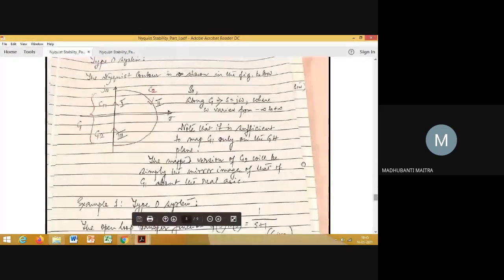Now, as I said, we'll denote this path where S is equal to j omega and omega is varying from 0 to infinity.